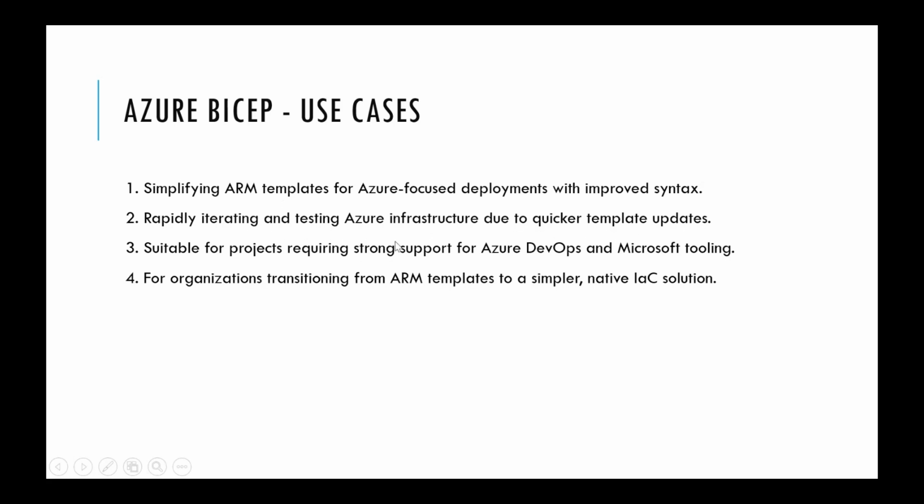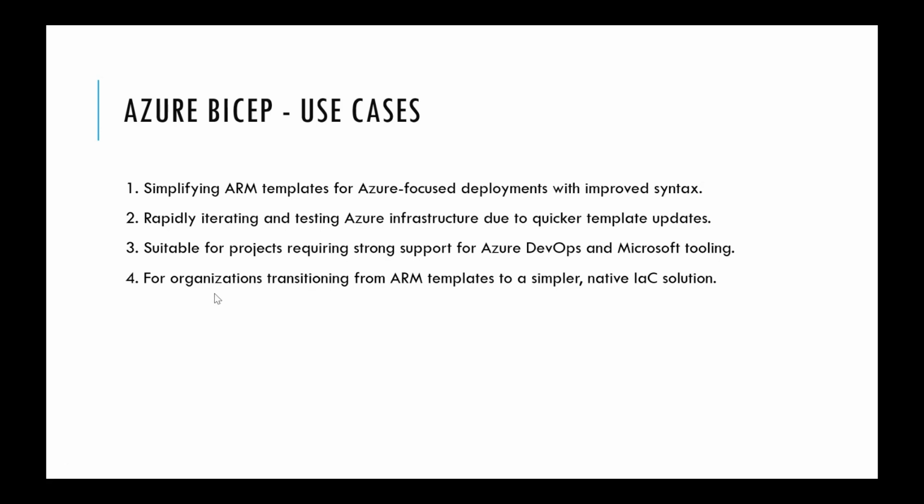Rapidly iterating and testing Azure infrastructure due to quicker template updates. So even if you are updating your templates, module templates, you can always go and test it whenever you want. Suitable for projects requiring strong support for Azure DevOps and Microsoft tooling. So if you are totally involved in Azure, if you are using Azure DevOps for your CI/CD pipelines and other Microsoft tools, you can always go for Azure Bicep and ARM templates.